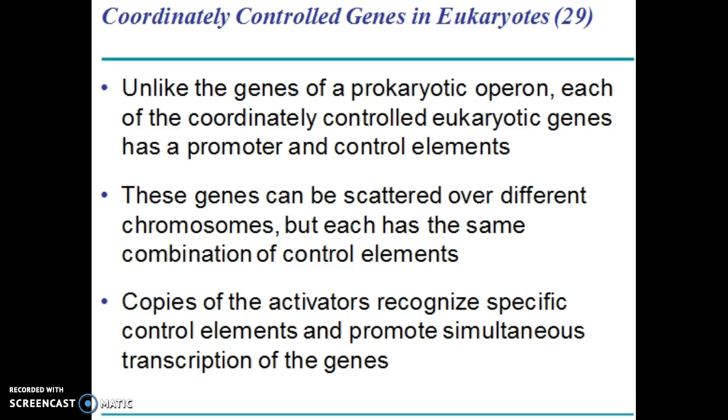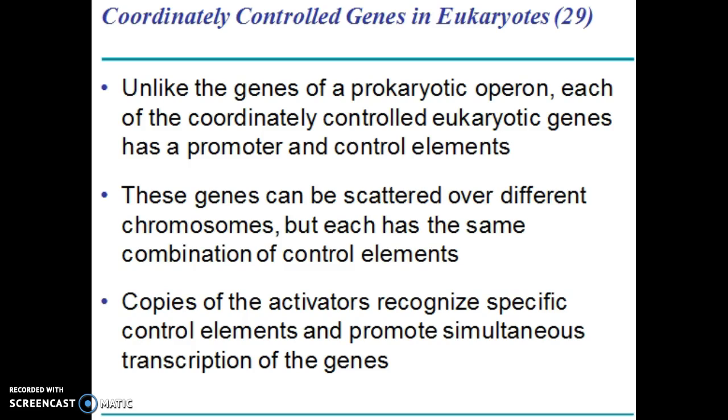We're going to be picking up at this point with question number 29, which is dealing with controlled genes in eukaryotes. No operons have been found in eukaryotes. What has been found in eukaryotic genes is that they are controlled by promoters and those control elements that we spoke of previously. Also, these genes aren't even found on the same chromosome in many cases. Usually they're scattered about on different chromosomes.